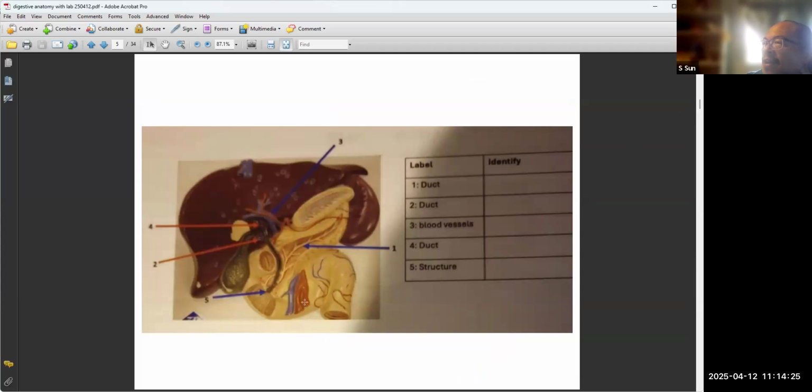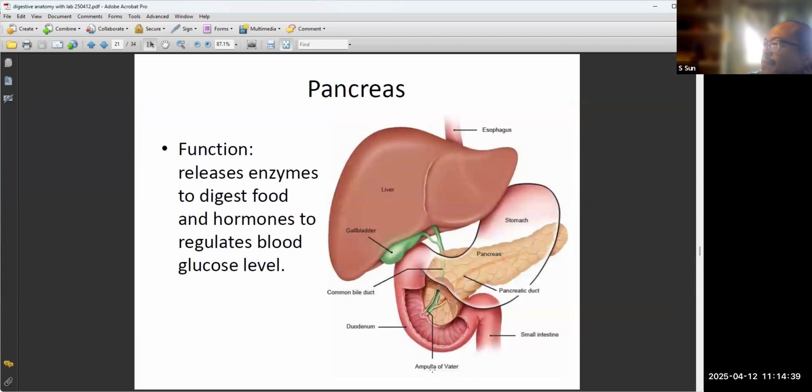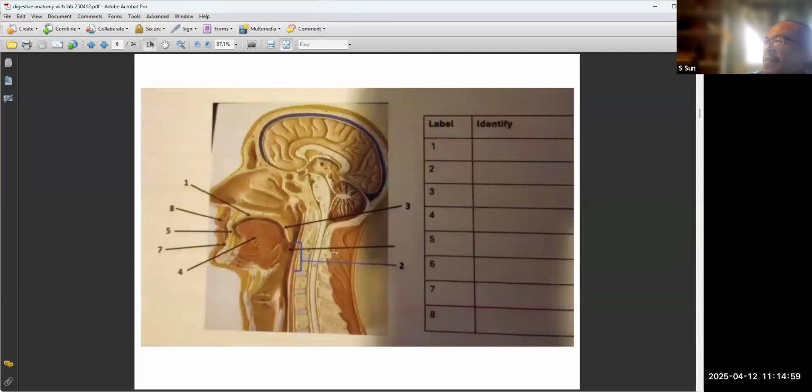here, ampulla of Vater. So five. Let me show here. Five. Ampulla of Vater. Yeah. So that's the heavy traffic area. You have three organs connect together. So that's that.